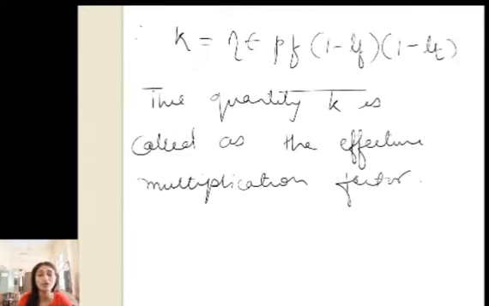So I get the formula for K as eta epsilon P F (1 minus LF) into (1 minus LT), and here this quantity K is called the effective multiplication factor.